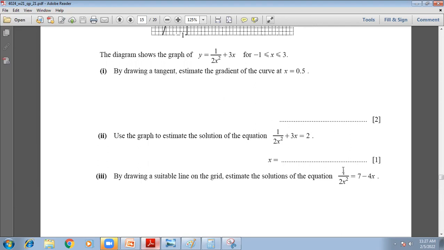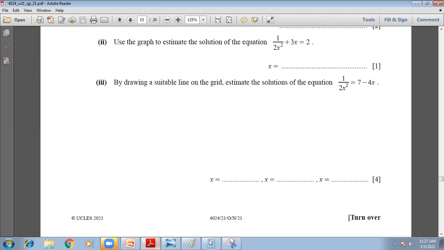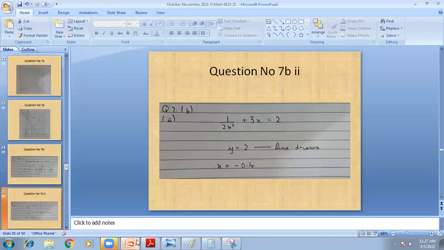So from minus 4x, take 3x, bring it here. So you will have here 1 by 2x squared plus 3x equals 7 minus x. So this left side will become exactly this. So whatever you will have on the right side, here it will be 7 minus x. Make it equal to y. So you will have y equals 7 minus x. Then I will make a table and I will draw it. Let me show you. It's a 4-mark question.